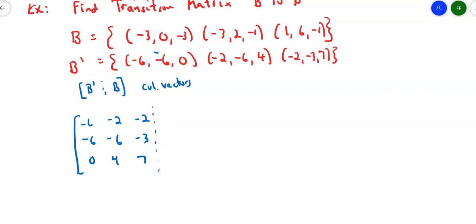Now I go down the columns for the original basis: negative 3, 0, negative 3; negative 3, 2, negative 1; 1, 6, negative 1. All right, now row reduce.